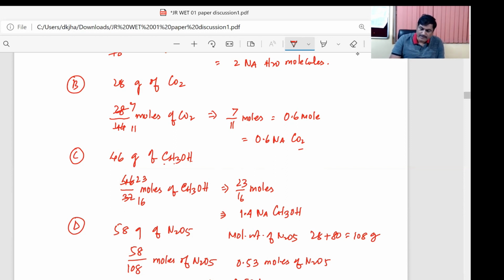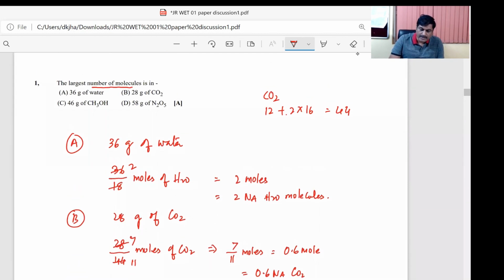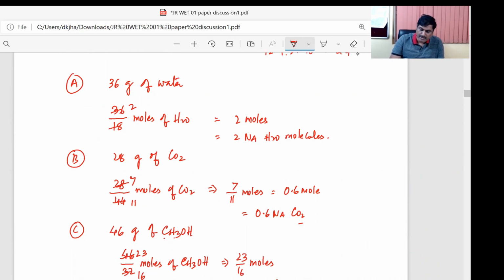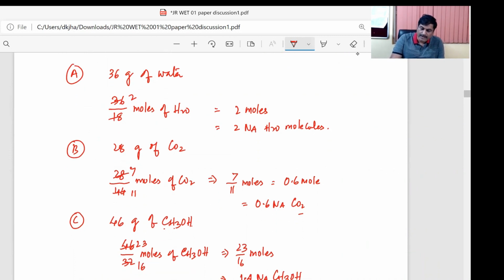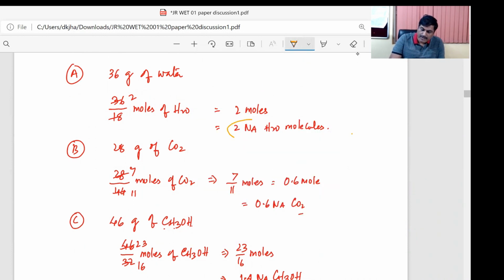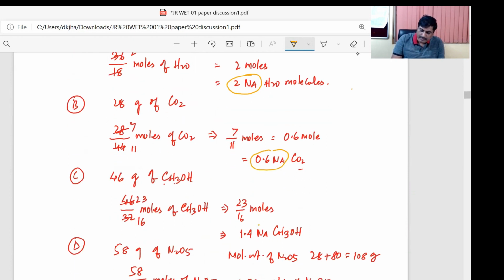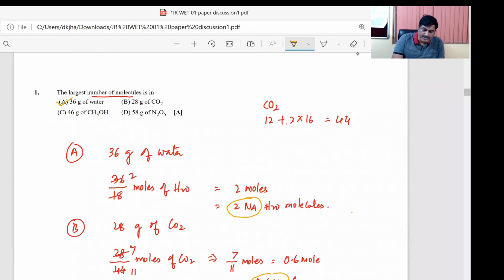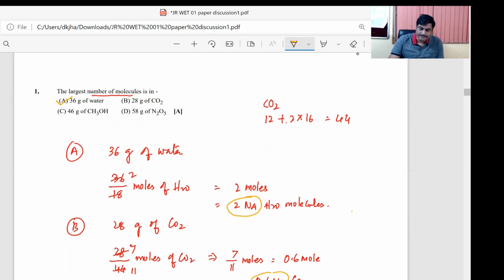So what is the question here? The question is which one has the largest number of molecules. Here 2Na, here 0.6Na, here 1.4Na, here 0.53Na. So which one is the highest? 36 gram of water is the highest one. Okay. Yes. I hope it is clear.